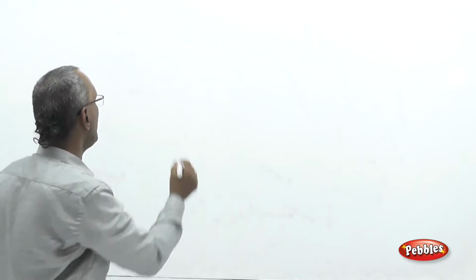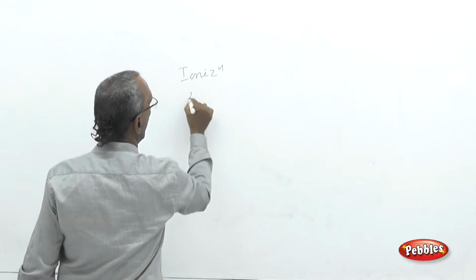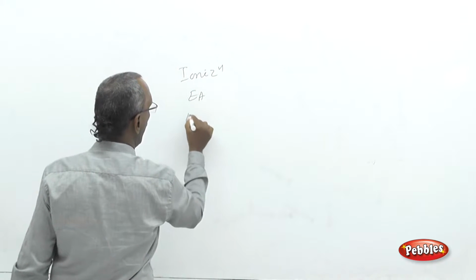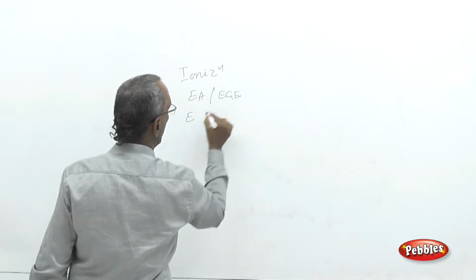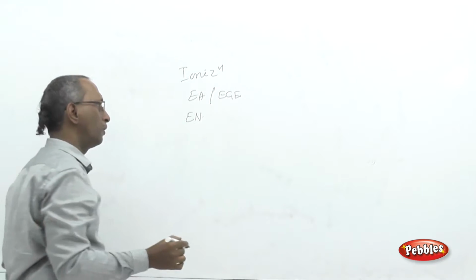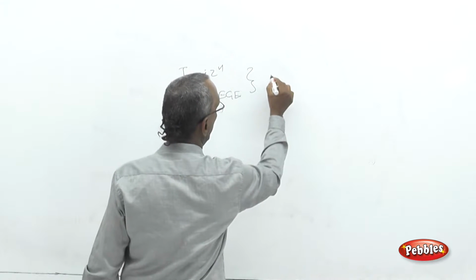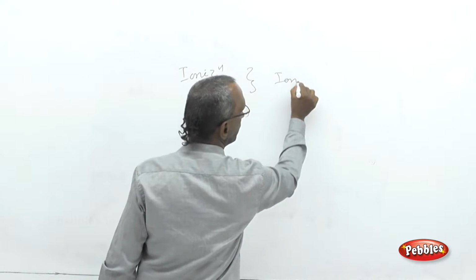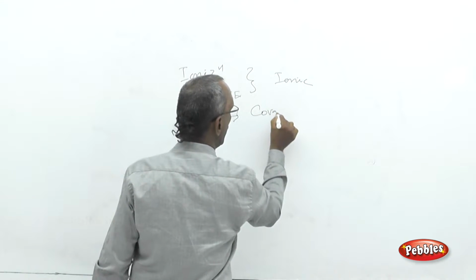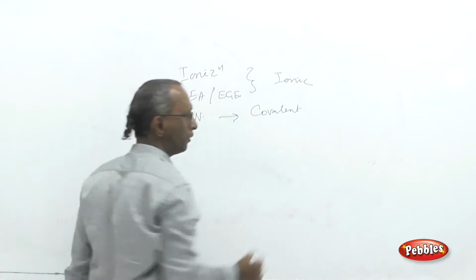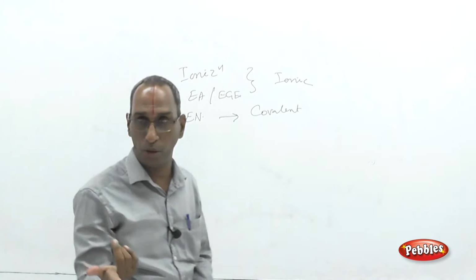Now, lastly, what is the significance of this ionization energy, electron affinity, or electron gain enthalpy, and electronegativity? So these are important. The first two terms are important in ionic bonding, whereas electronegativity is important in covalent bonding. So in the case of covalent bonding, you have seen the polarity of a covalent bond.